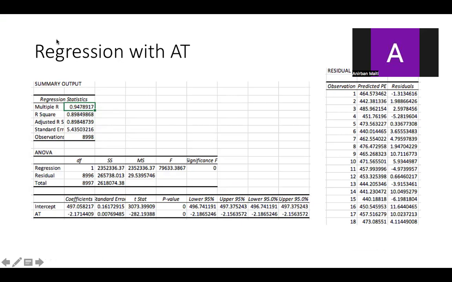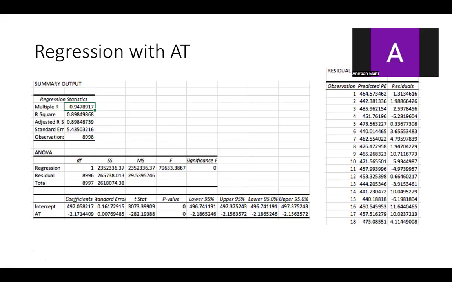So in this one I also see a really good prediction. If we consider only the feature AT to predict the energy output of the power plant, it actually gives a very good result. As you can see, the standard error is only 5.4, and the R-square value is close to 0.9. So this is a very good indication that AT is highly correlated with the energy output of the power plant.